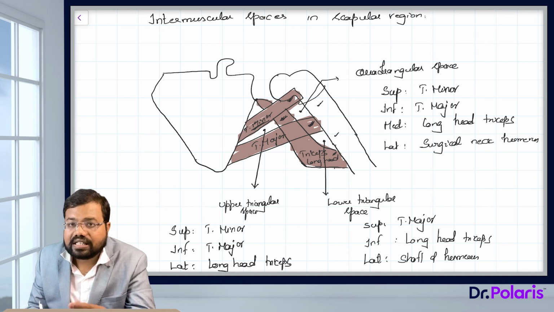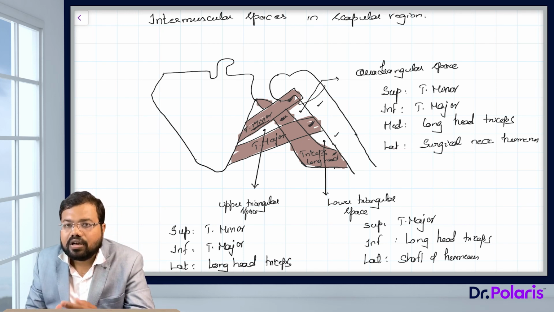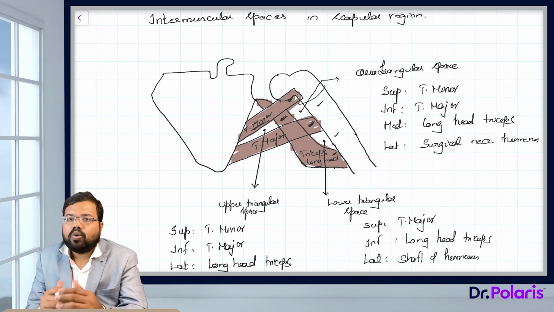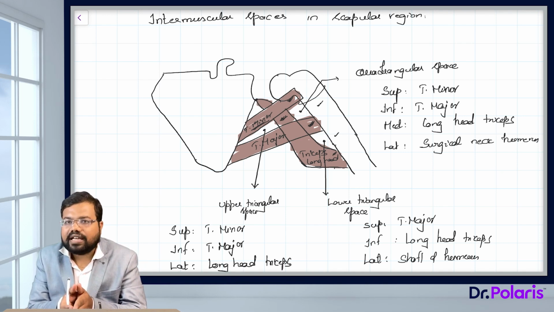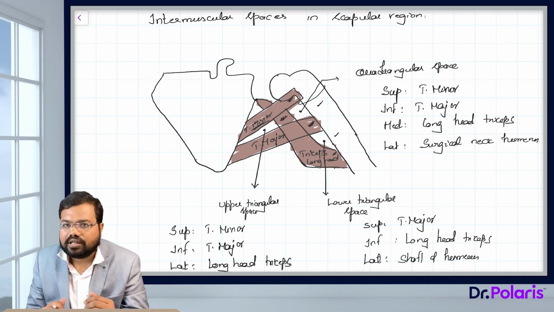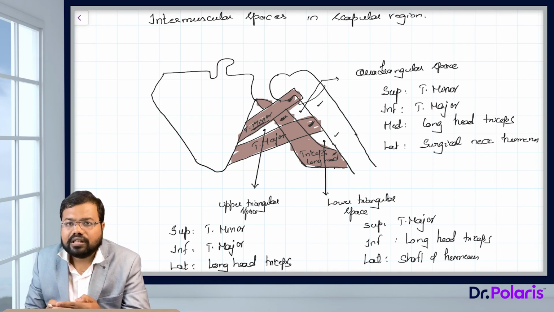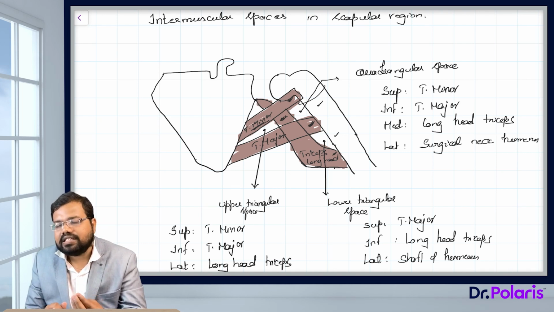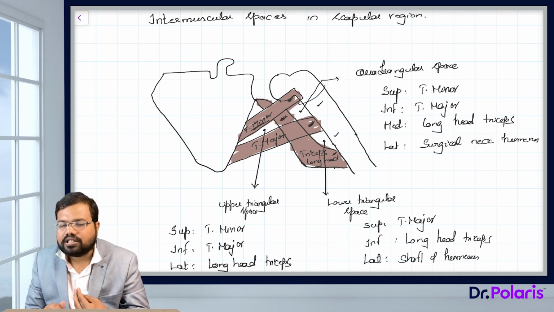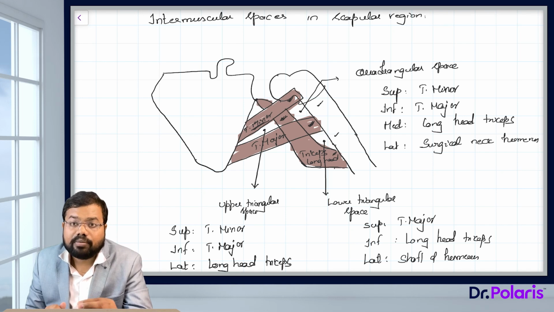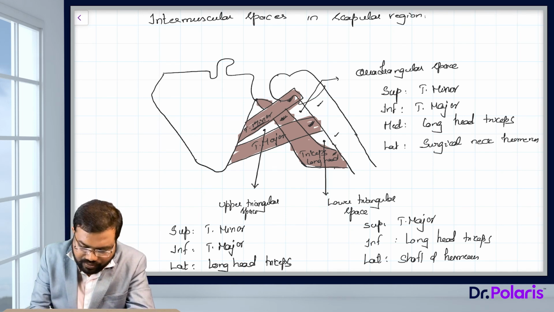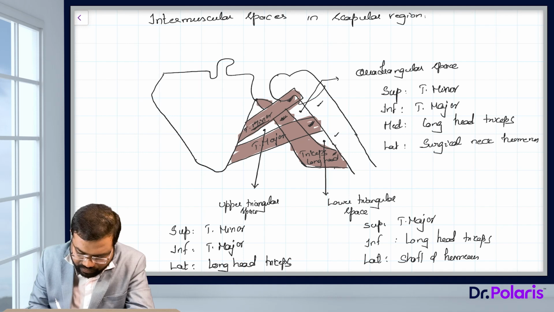Now what are the contents in those spaces? The importance of these spaces is that whatever structures are present inside the axilla have to enter the posterior direction also. But the posterior direction is covered entirely by muscles, so there is no exit. So there are certain spaces which act as exits, where structures have to come out from the axillary region.